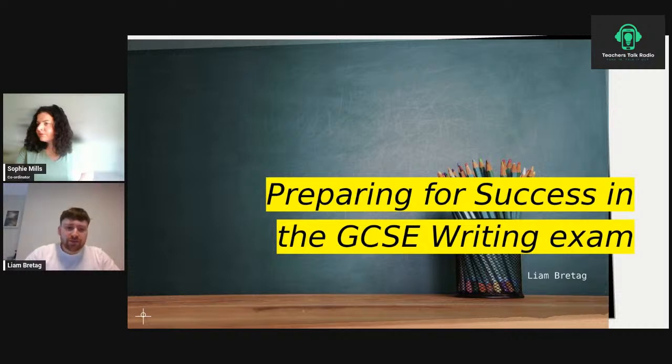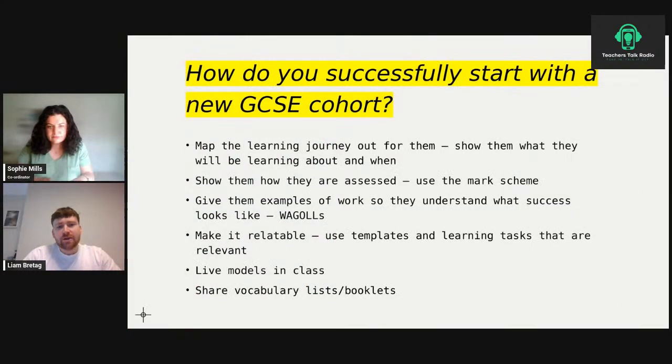So I think the first thing to talk about is when you get a new cohort, when you get your new year 10 or year 9, if you do a 3-year GCSE, how are you going to start successfully with them? Because you want to start as you mean to go on, and you want to really engage those students who aren't perhaps the most enthusiastic about language learning.